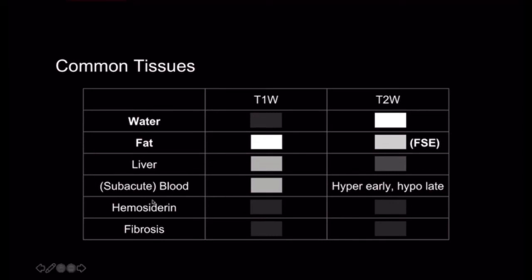Hemosiderin or chronic blood products are going to be dark on all sequences, so dark on T1 and dark on T2. And very fibrotic tissues are also going to be dark on T1 and T2 weighted images. There's not much water in densely packed fibrosis. Lastly, not on this diagram, but air and metal are going to look completely black on all sequences because there are no water or fat hydrogen nuclei in either.